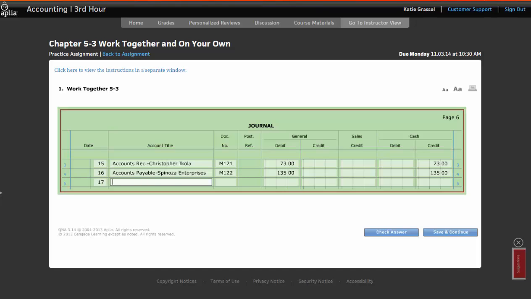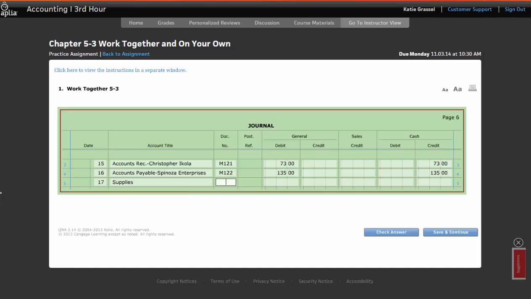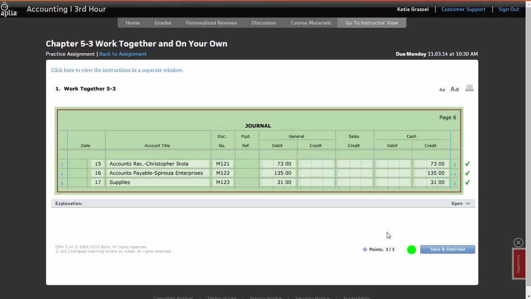The 17th: purchase supplies for $31 using a debit card, Memorandum 123. So basically, what am I purchasing on this one? Supplies. I was one row ahead of myself. And then source document M123 for $31. You should be able to check that answer today. And we are good to go.